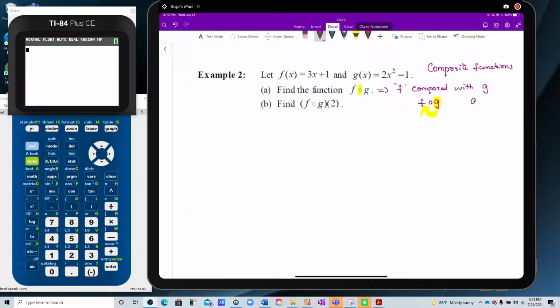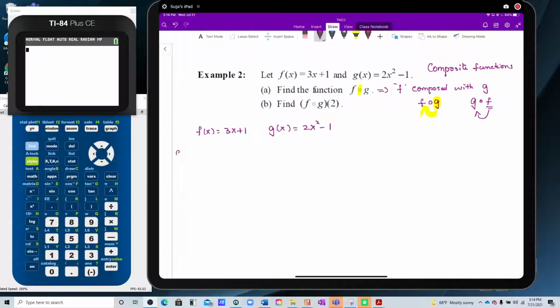So if I say g composed with f, then f would go into g. Okay, and the order does matter. It's always the one on the right hand side that goes into the next. So here my two functions are given. f of x is given as 3x plus 1 and g of x is given as 2x squared minus 1.